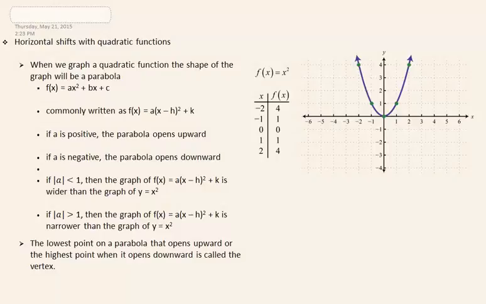We can also do horizontal shifts. We'll look at how horizontal shifts are applied to quadratic functions. We know that we have a quadratic function if the shape of the graph is a parabola. A quadratic function can be written as f of x is equal to ax squared plus bx plus c, or it's commonly written as f of x is equal to a times x minus h squared plus k.